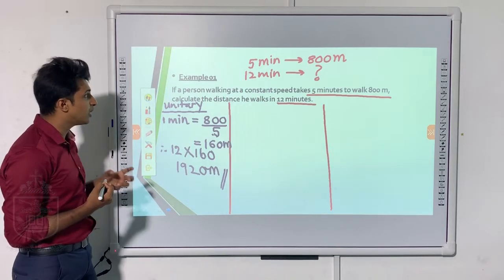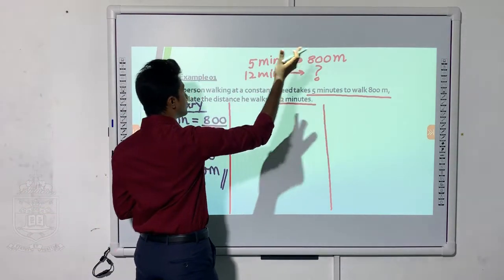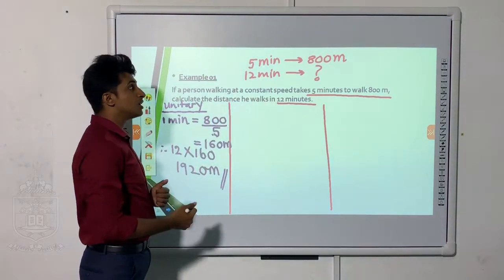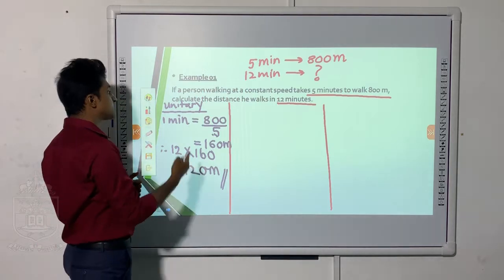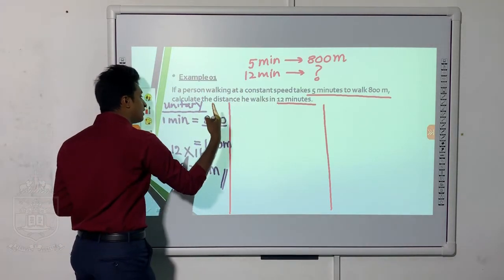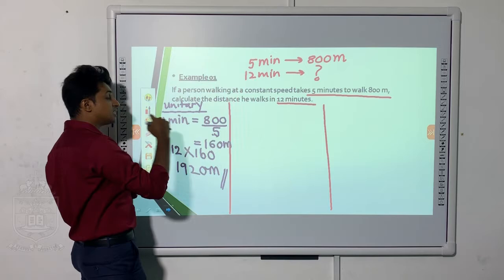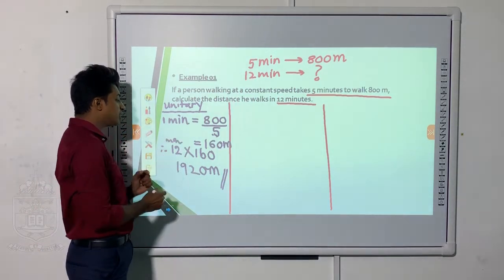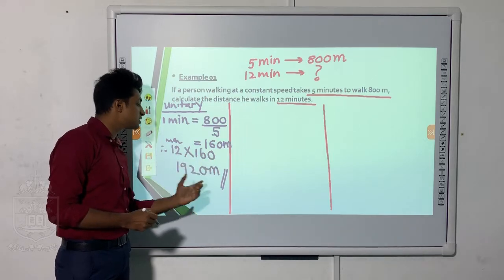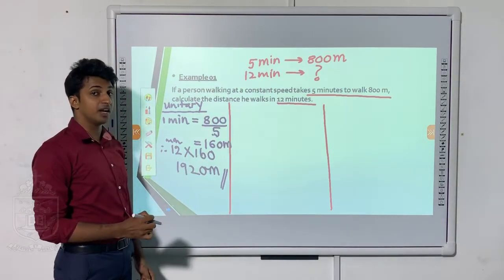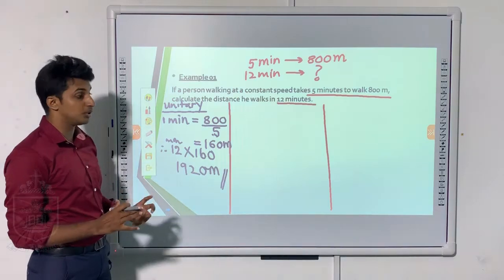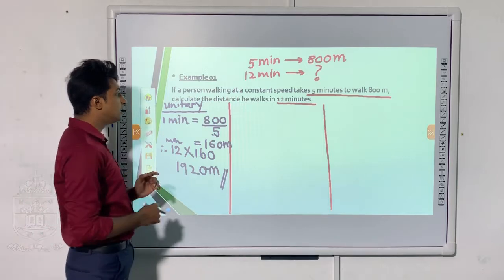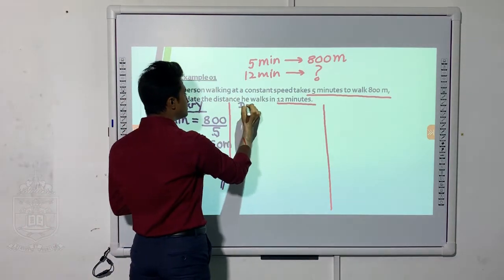Under the unitary method, what you have to do is, for 5 minutes I am going to travel 800 meters. Then I check for 1 minute what is the distance I am going to travel. So for 5 minutes, if it is 800 meters, for 1 minute it is going to be 800 divided by 5, that is 160 meters. That is for 1 minute. Therefore, for 12 minutes, I take 12 multiplied by 160, that is going to be 1920 meters in total for all the 12 minutes. That is the unitary method. Then I'm going to teach you the definition method.